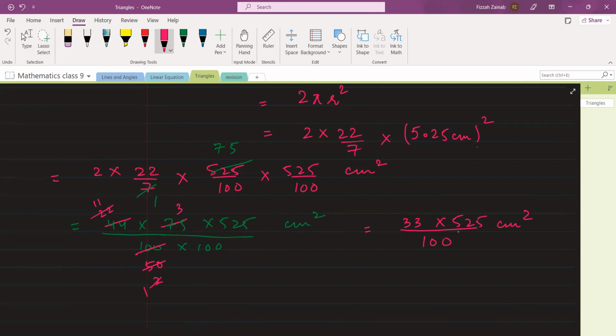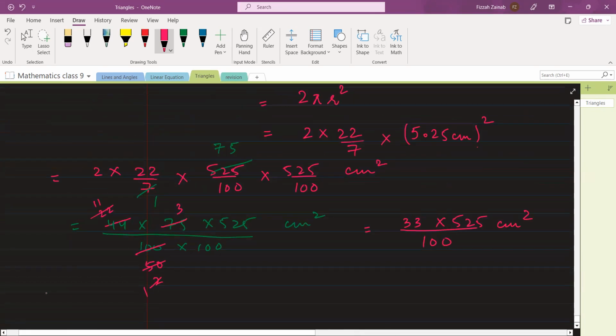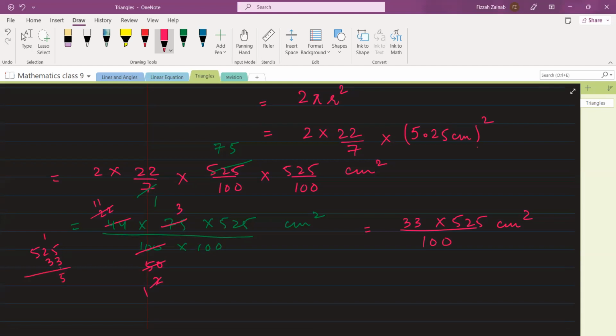Now you can multiply 525 into 33. So 525 into 33. 3 into 5, 15, carry 1. 3 into 2, 6 and 1, 7 and 15. Again, 5, 7, 5, 1. So 5, this is 12, carry 1. 7 and 5 is 12 and 13, carry 1, 7. Okay, so I'm getting 17325 divided by 100 centimeter square. This becomes 173.25 centimeter square.